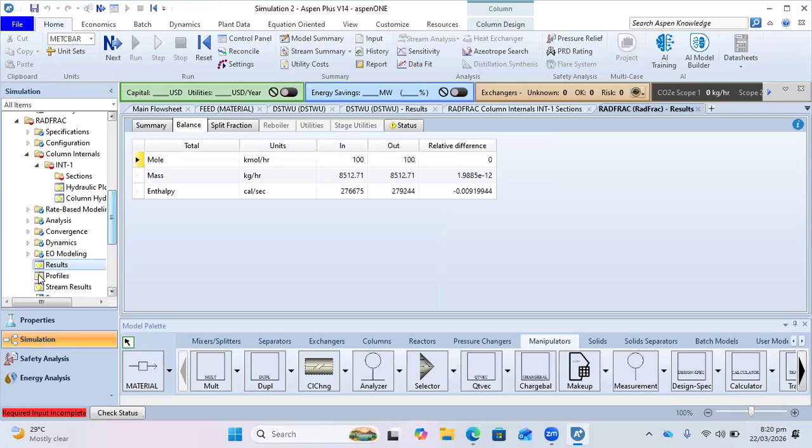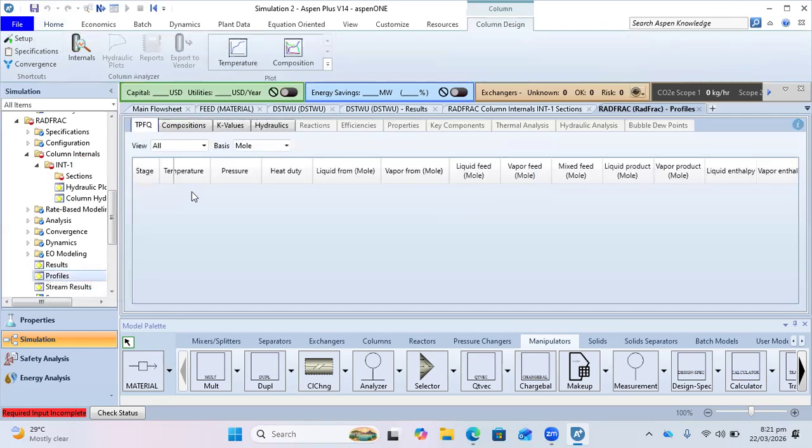And then we should see profiles. So we see profiles down here, right? Right under the RadFrac units, we can see profiles over here. So we can click on profiles. I feel like the columns thing we did is going to affect it, but let's see. If it affects it, I'll try again to delete it. Hmm. Yeah, it's going to affect it.